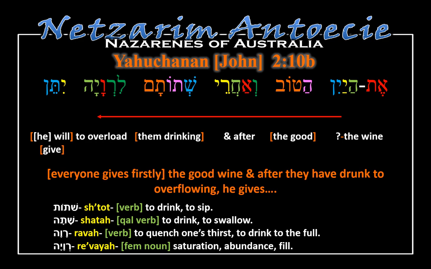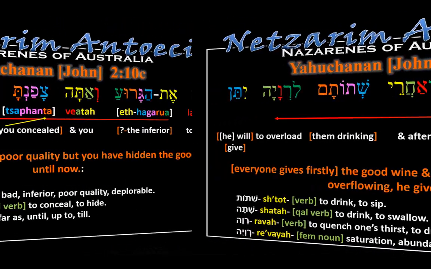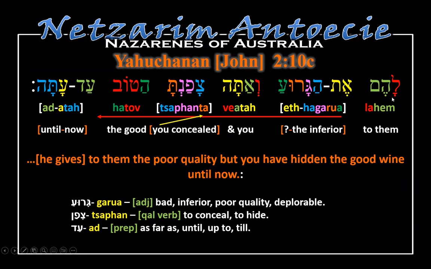Grammar mark of the wine, the good, and after them drinking to overload, he will give. So now we come to part C, and we have a lamed, hey, mem sofit, mem at the end of a word, aleph, tav, hey, gimel, resh, vav, ayin, vav, aleph, tav, hey, zade, fe, nun, tav, hey, tet, vav, ayin, dalet, ayin, tav, hey.